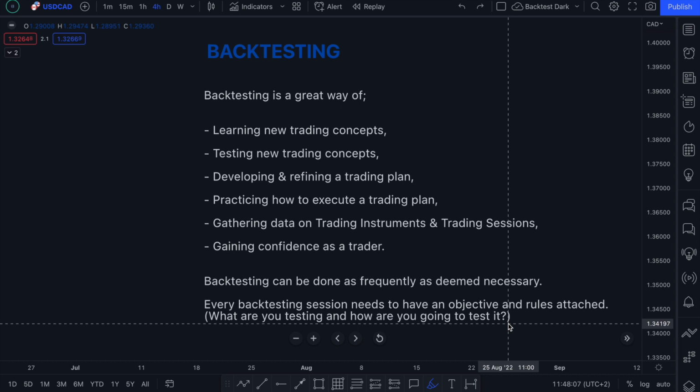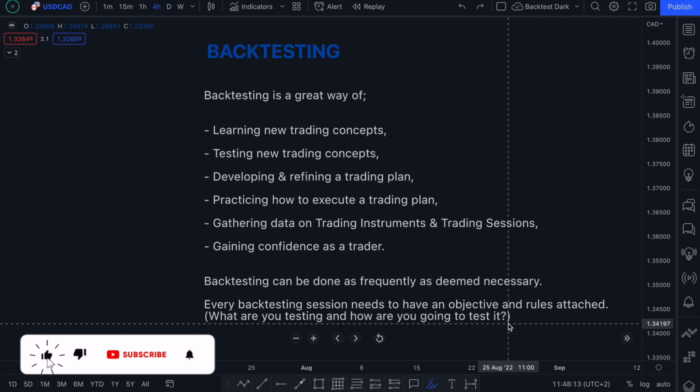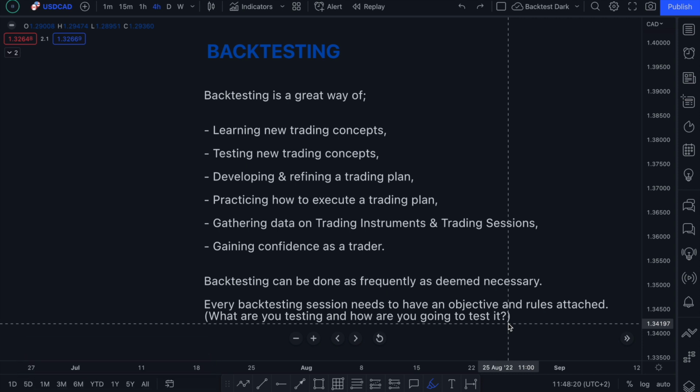Do you want to focus on imbalance? How often is imbalance filled before price action mitigates something? Or do you want to look at the premium and discount tool? There are so many different things that you can backtest. You can obviously backtest them all together. And before you dive into backtesting them, you want to have certain rules attached to how you're going to backtest.